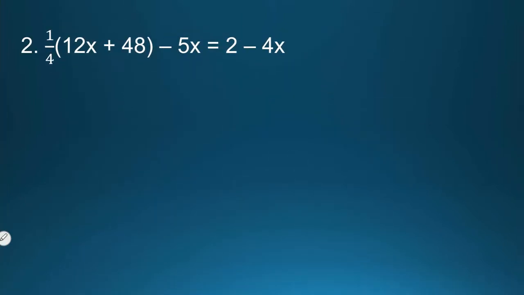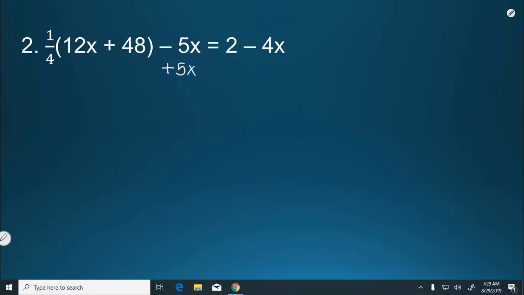Number 2. Same kind of setup here. We have the distributive property, we have multiple variables of x on different sides and constants on both sides. So again, I'm going to show you another way to set this up. So on the last one, I distributed first. This one, I'm going to add 5x first. That's the addition property of equality.